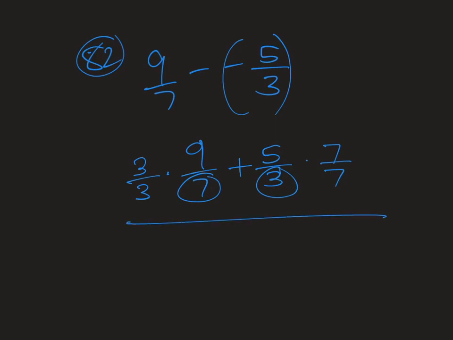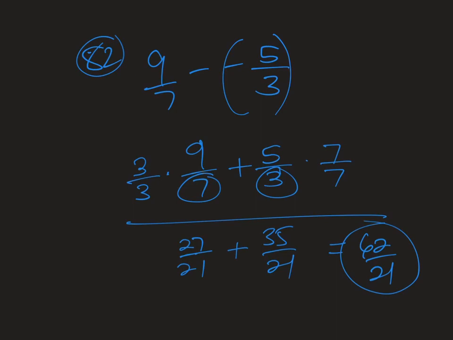And so you go ahead and you write this out. You have 3 over 3 multiplying the 9 over 7. So you have 27 over 21 plus 35 over 21. You add those two numbers together. You have 62 over 21. And that is your final answer.